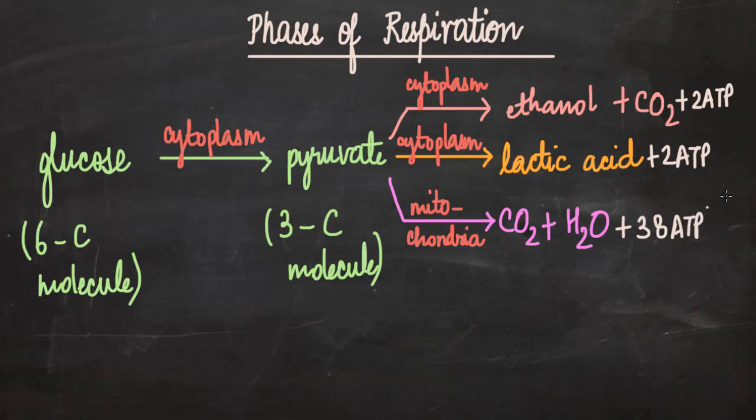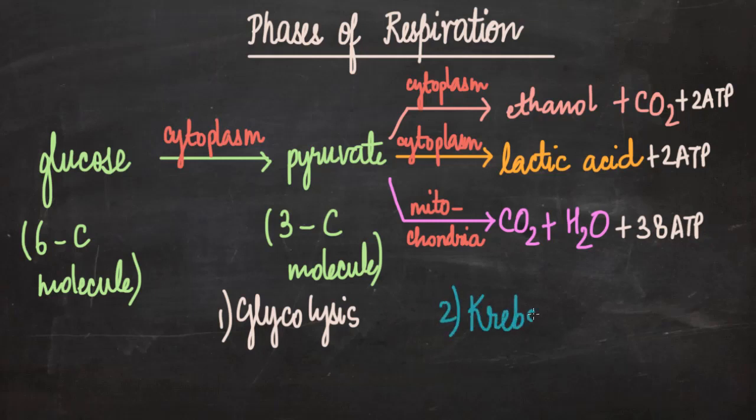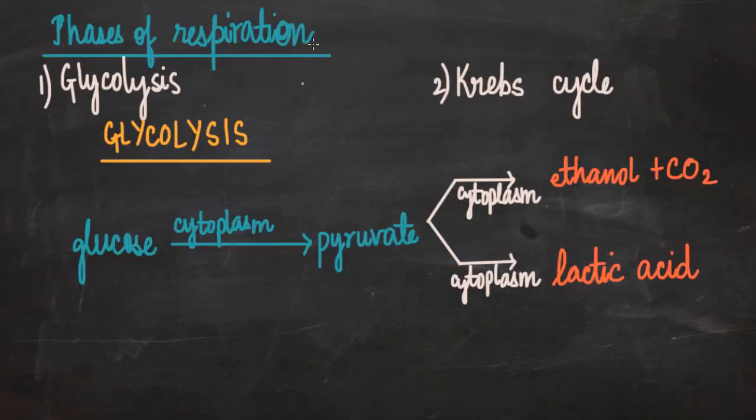All of this part, which was anaerobic happening in cytoplasm, constitutes the phase of respiration which is known as glycolysis. Glycolysis consists of what steps? Glucose is changing to pyruvate, pyruvate is changing into ethanol plus CO2, or pyruvate is changing into lactic acid. All of this is glycolysis. There is second phase of respiration that takes place inside the mitochondria, and that is known as Krebs cycle. So the two phases of respiration are glycolysis and Krebs cycle.